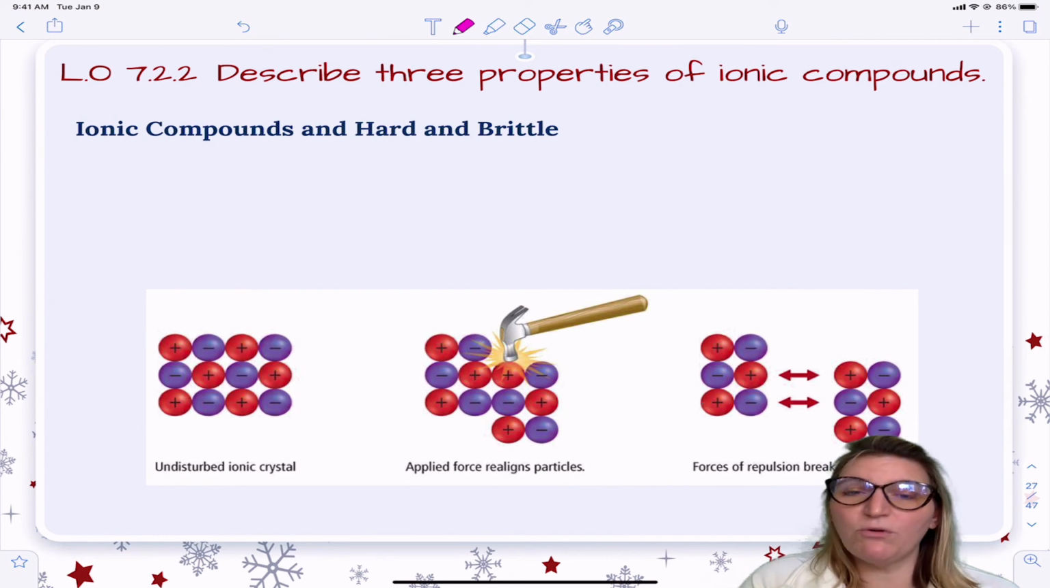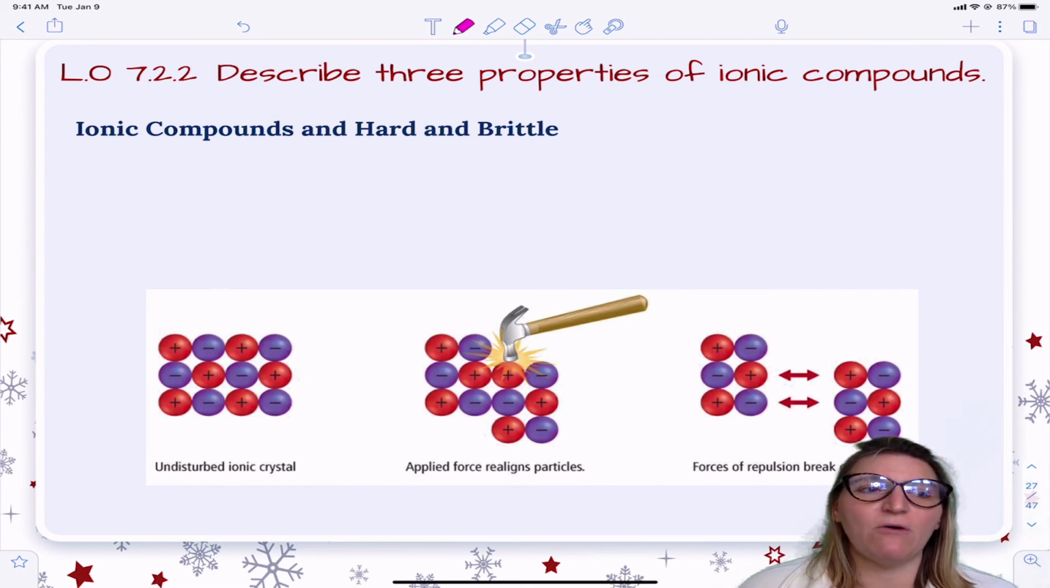And then the last property of ionic compounds is that they are hard and brittle. What we mean by that, so what's the opposite of something being hard and brittle? Well, the opposite of hard would be something that is soft. Some metals would be considered soft. All metals are considered malleable. Malleable is the opposite of brittle.